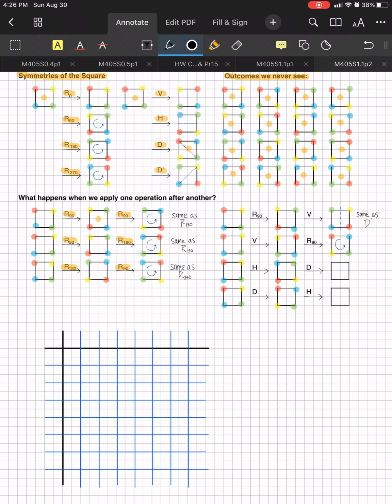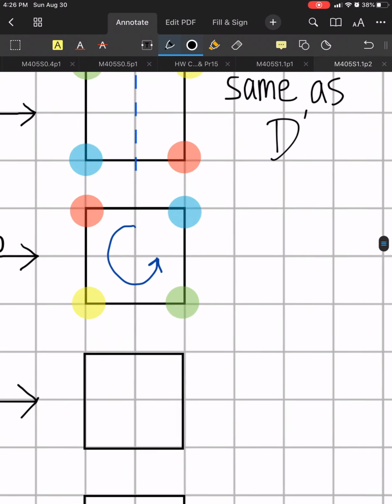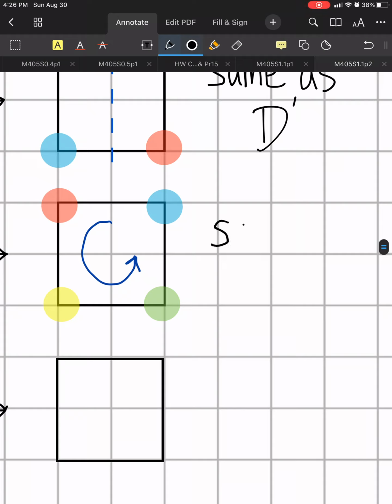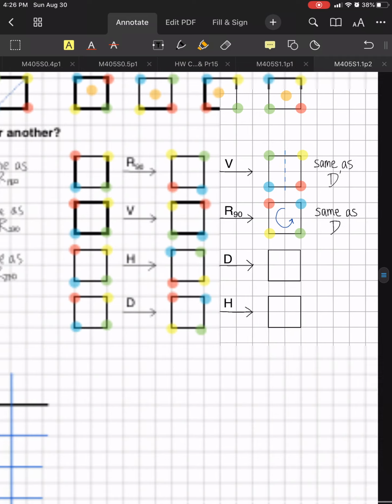So what we're seeing is this thing behaves differently based on what order you do these rotations and flips in. So this is the same as D, not D prime anymore.